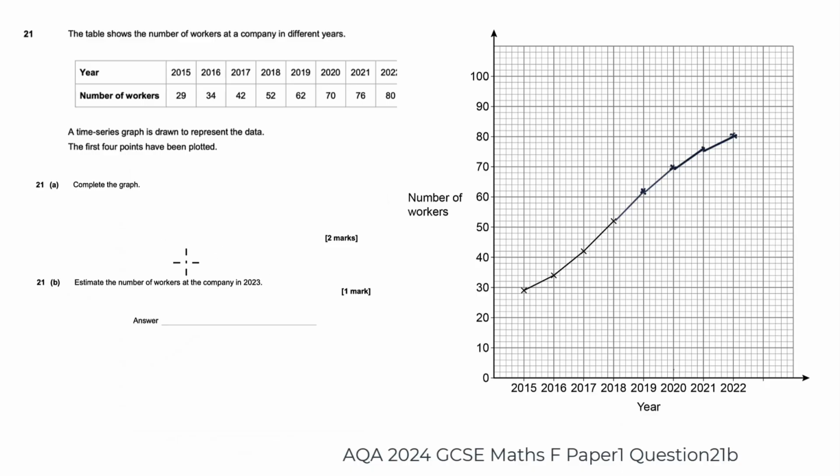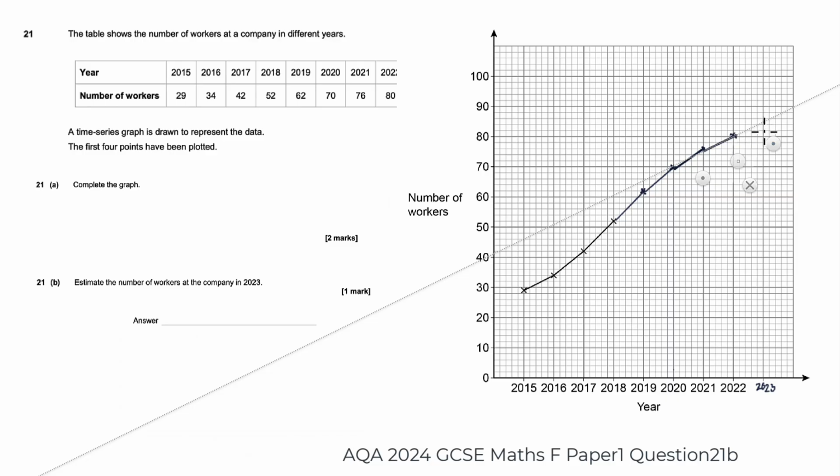Let's have a look at part B. It says estimate the number of workers at the company in 2023. So there's 2023. That's up this line. So you'll notice that it was a lot steeper here. It's getting less steep, so the increase is less than it was. Let's just assume that it was the same as that previous one between 2021 and 2022. Let's see where that line takes us.